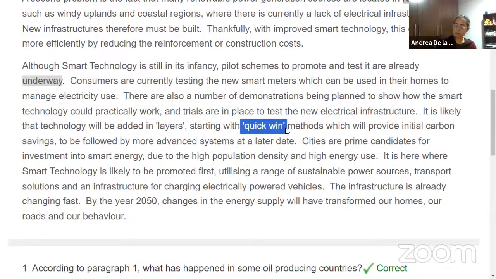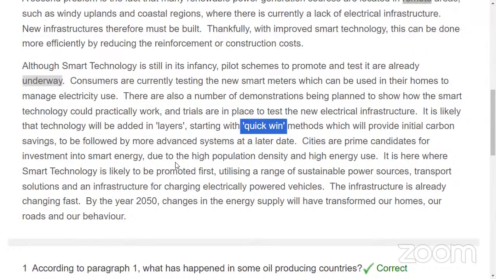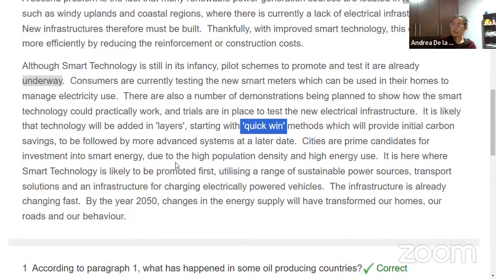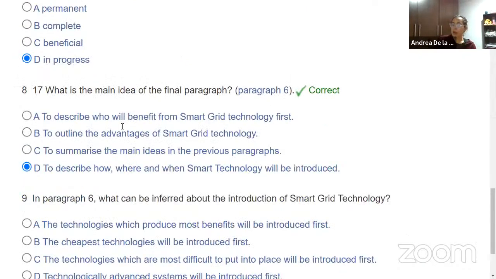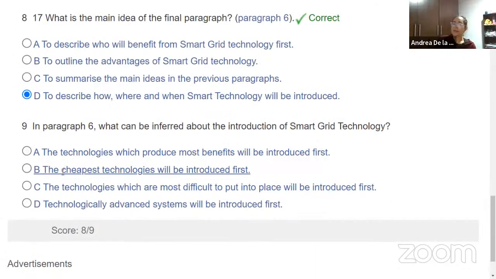Do you guys know what quick win means? Does anyone know? It's like los métodos más seguros, los ganadores. Exactly. So it's like the safest ones, right? The ones that you know that it's gonna be a success. So quick win methods that will provide initial carbon savings, to be followed by more advanced systems at a later date. So how do you know, or what tells you that the cheapest technologies will be introduced first?